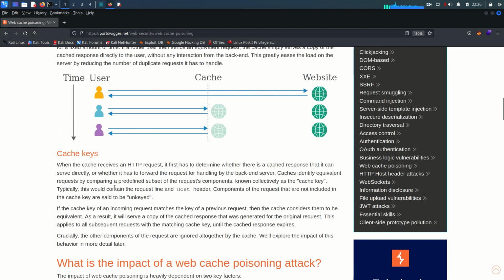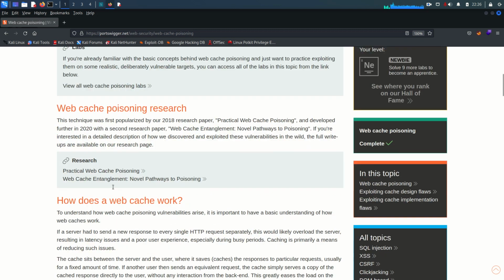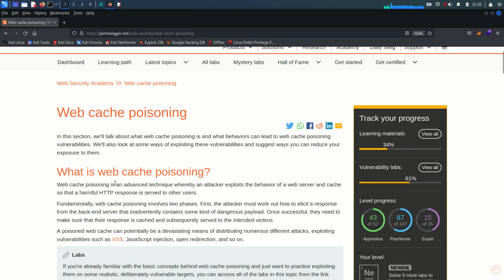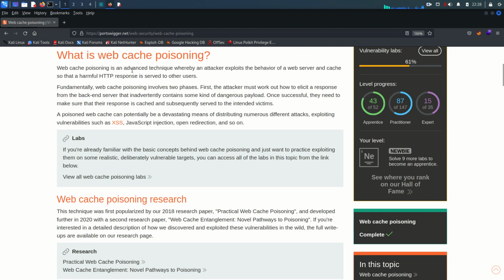We will see that in a minute, but here let's see. So what is web cache poisoning? Web cache poisoning is an advanced technique whereby an attacker exploits the behavior of a web server and cache so that a harmful HTTP response is served to other users. Exactly what I just mentioned.